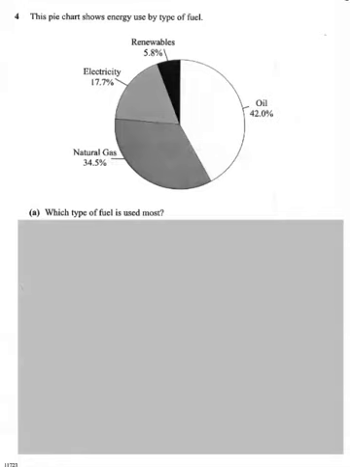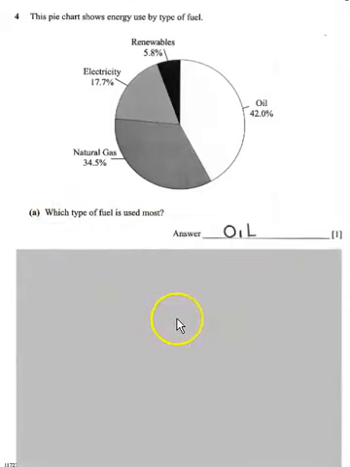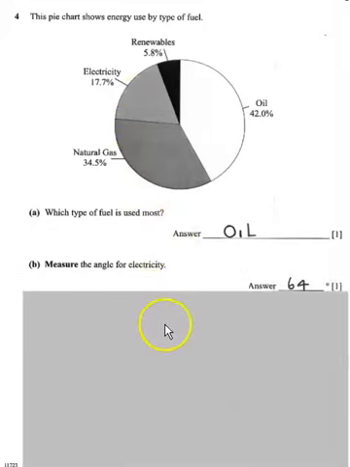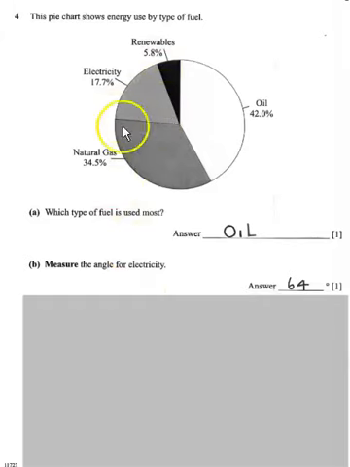So for question 4, it says this pie chart shows energy use by type of fuel. And you can see renewables, electricity, and they're all in percentages here. So this one says which type of fuel is used the most. So if we go down, we can see oil is used the most. It's because it's a bigger chunk in that pie chart. Next one, it says measure the angle for electricity. So you would take your protractor and measure this angle here, which is 64 degrees.